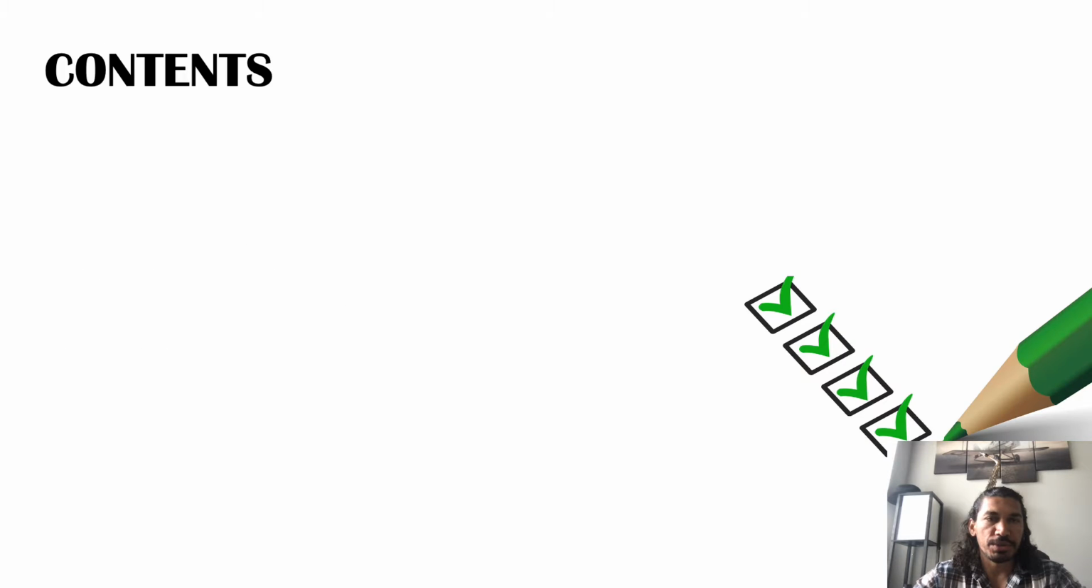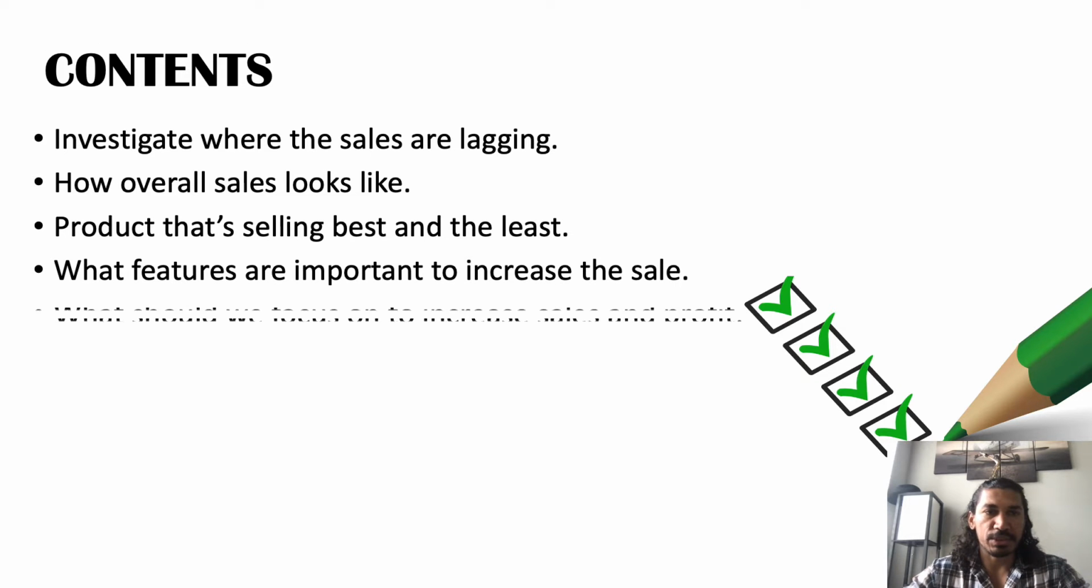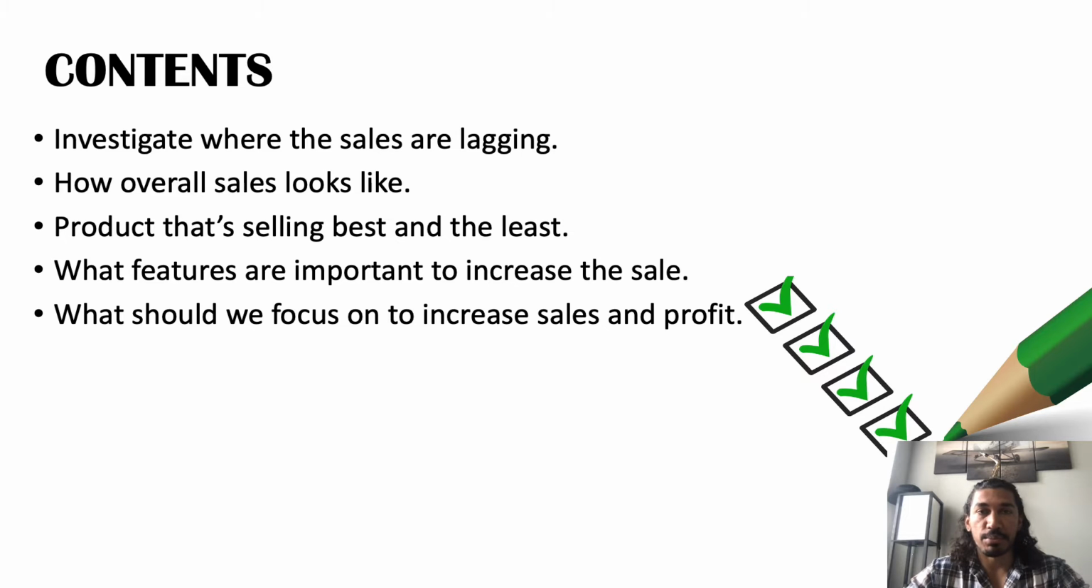Here we're going to show you some of the information that we obtained from analyzing your data, which includes investigating where the sales are lagging, which products are selling the top, best, and the least, how the overall sales look, and also the different features that we need to put more focus on to increase both our sales and profit.